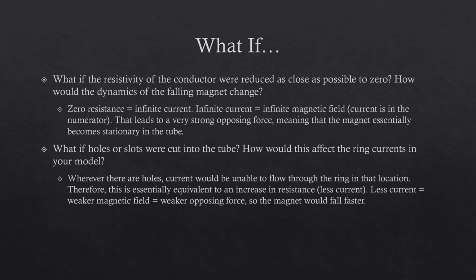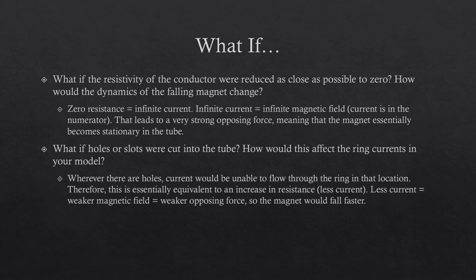Now to answer the what if questions, if the resistivity of the conductor was reduced to as close to 0 as possible, that would cause infinite current in the tube, and infinite current would then mean infinite magnetic field. That then leads to a very strong opposing force, meaning that the magnet essentially becomes stationary in the tube.